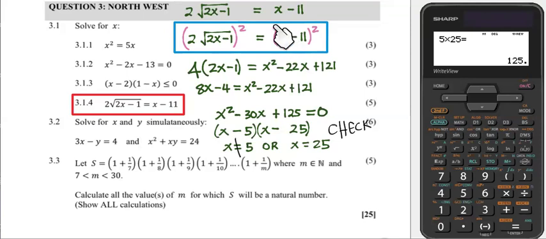Now I've got 25. Let's see, 2 times 25, I know it's 50. 50 minus 1 is 49. Square root of 49 is 7. 7 times 2 is 14. Good. Then I've got 25 minus 11. It looks like 14 to me. Yes, it is. Bingo, it is. So this one is the solution. There we go. So we're done with that part.